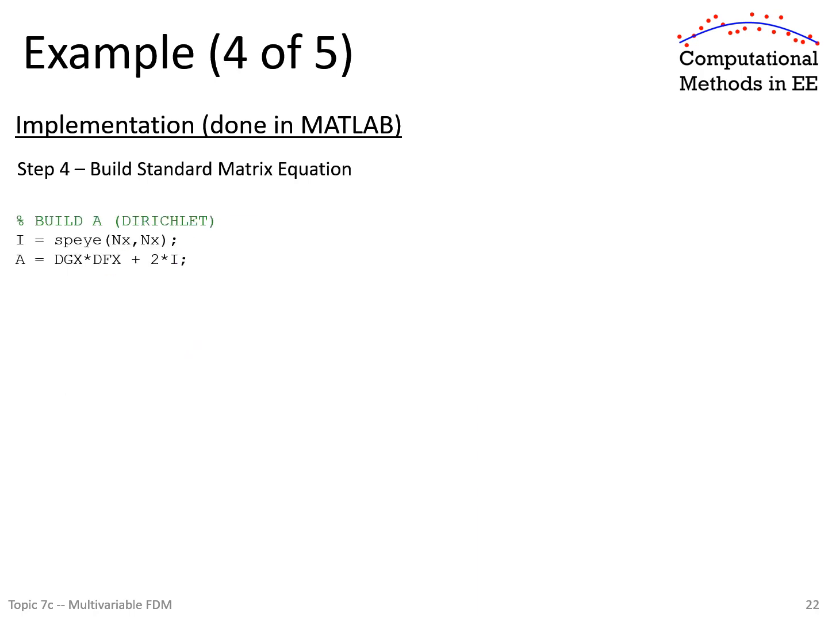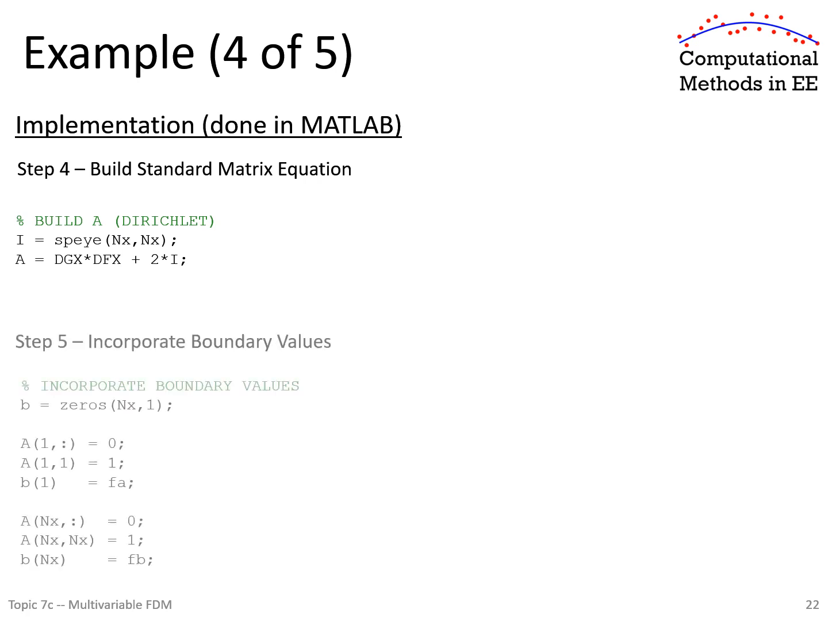So that's step 4. And when I calculate A, this is an equation. I feel like I'm just typing in the differential equation, but the derivative matrix for G times the derivative matrix for X plus 2 times I. So I had to build that identity matrix, and so I created a sparse identity matrix. We now have our matrix equation, but it's not yet solvable because we have to build in our boundary values.